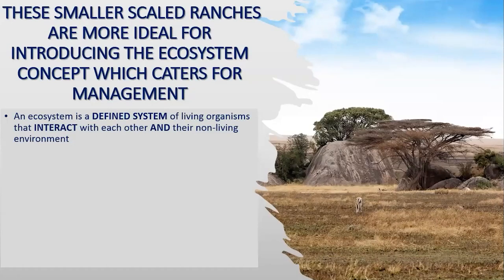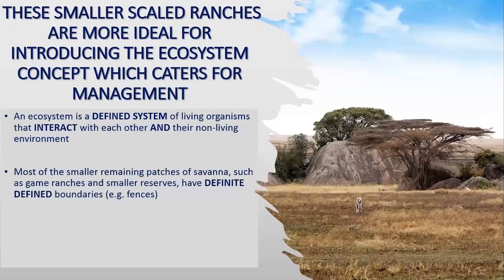For example, simply the animals in the north part of Africa are not all the same as the ones in the southern savannas of Africa, therefore are not interacting. And it's sometimes, as we've seen, quite difficult to define the system. So we really need to look at the ecosystem concept, and it's probably easier to do that at a smaller scale. So most of the smaller remaining patches of savanna, such as game ranches and smaller reserves, have definite defined boundaries. For example, they have fences.